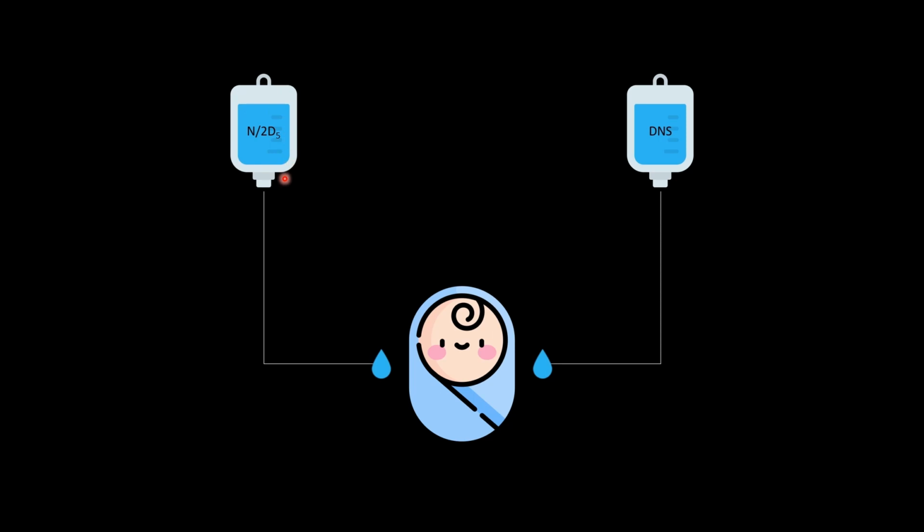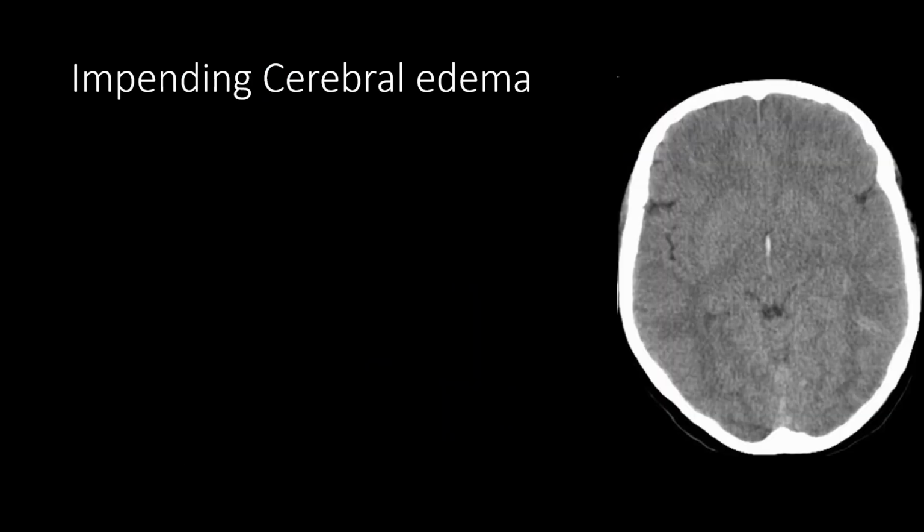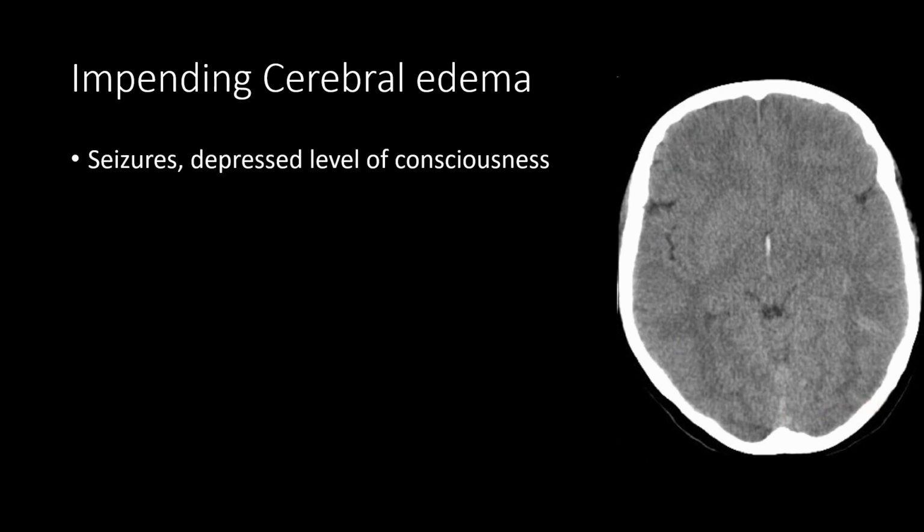So what are the clinical features of impending cerebral edema? You can see the NCCT pictures here. There is cerebral edema, there is loss of gyri and loss of sulci inside the brain. So what are the features of impending cerebral edema? Seizures, depressed level of consciousness, all these can indicate an impending cerebral edema. Whenever there is impending cerebral edema, we have to acutely administer a 3% saline bolus so that the cerebral edema doesn't happen, or if it is happening, it cannot progress.